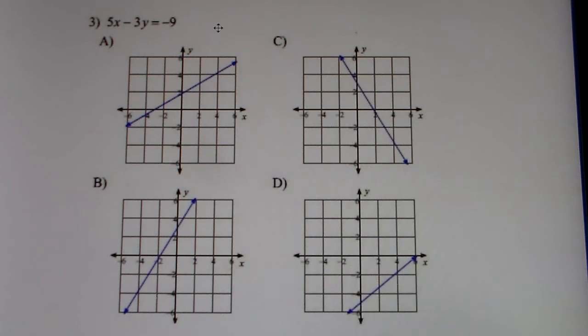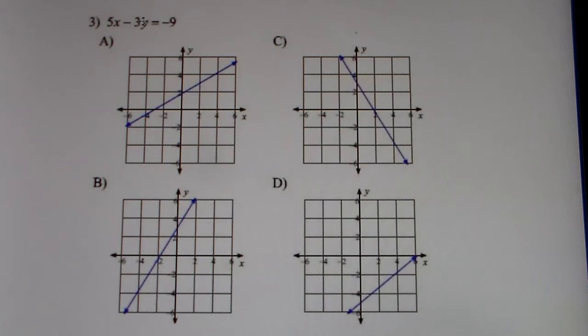Let's move on to problem number 3 here. We have 5x minus 3y equals negative 9. So let's first solve for y. We put 0 in for x. So we have negative 3y equals negative 9. Divide both sides by negative 3 and we get y equals 3. So in A, our y equals 2, so that won't work. C, our y equals 3, so that works. B, our y equals 3, so that one works. D, it's saying negative 5. So A and D, they're both incorrect. So we're left with B and C.